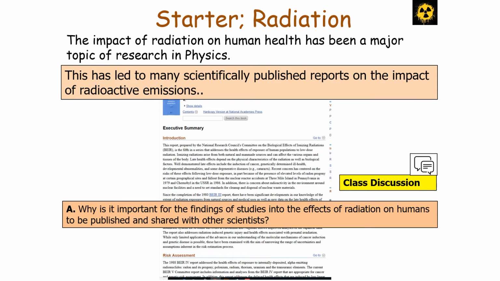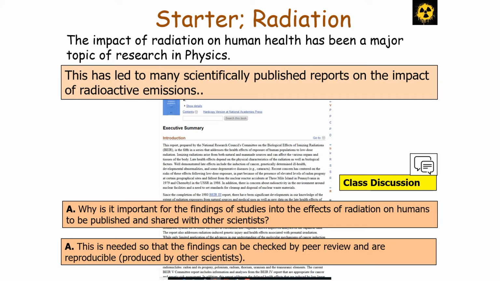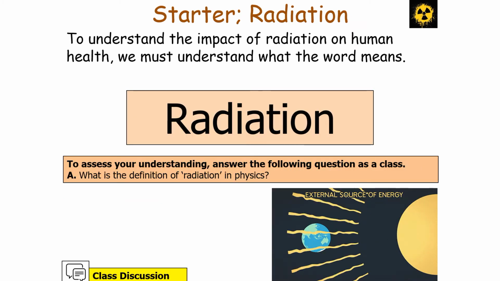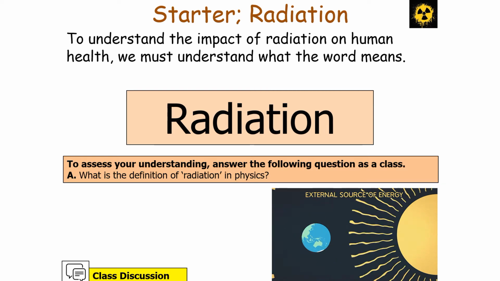So why is it important that the findings of the studies into the effects of radiation on humans are published and shared with other scientists? Well, this is needed so that the findings can be checked by peer review and are reproducible, can be reproduced by other scientists.